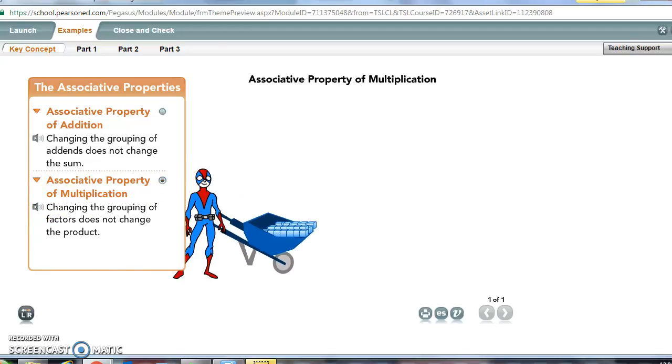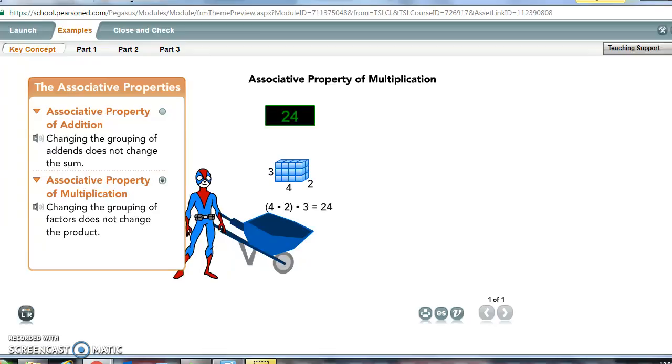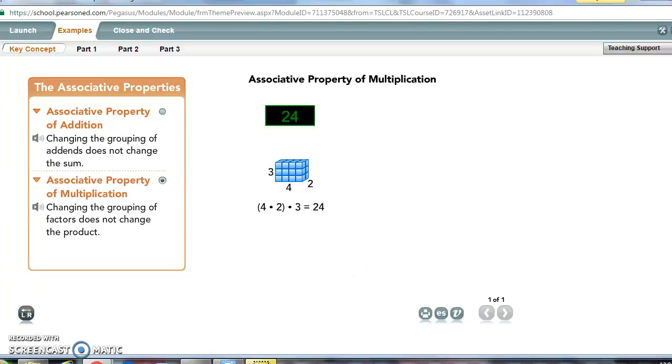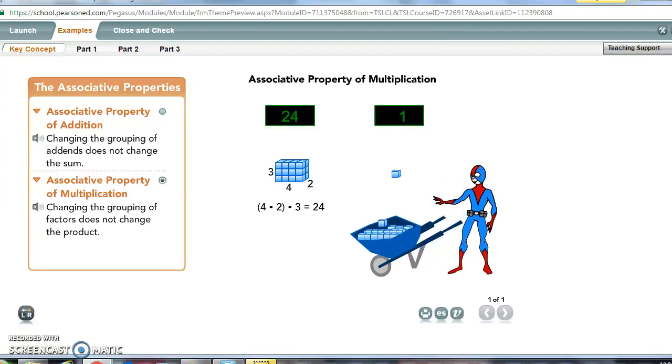Associative property of multiplication. You can use blocks to help model multiplication expressions. What happens to the product if you regroup the 4, 2, and 3? Start with 24 blocks, but arrange the bottom layer differently.